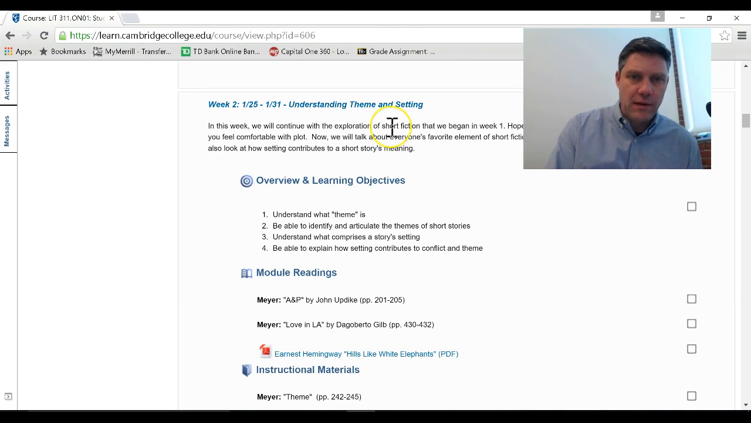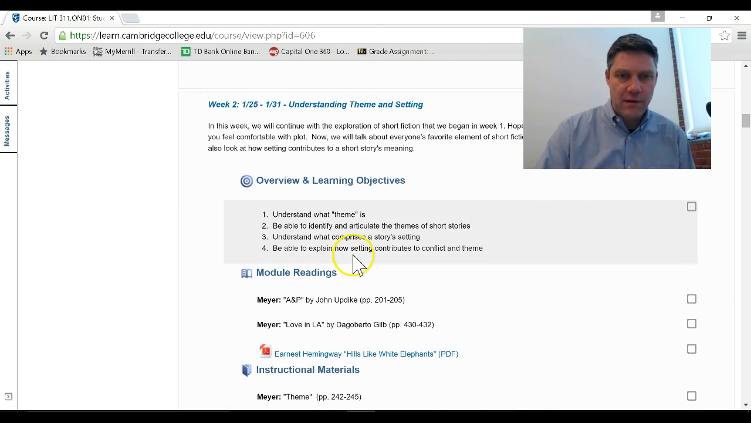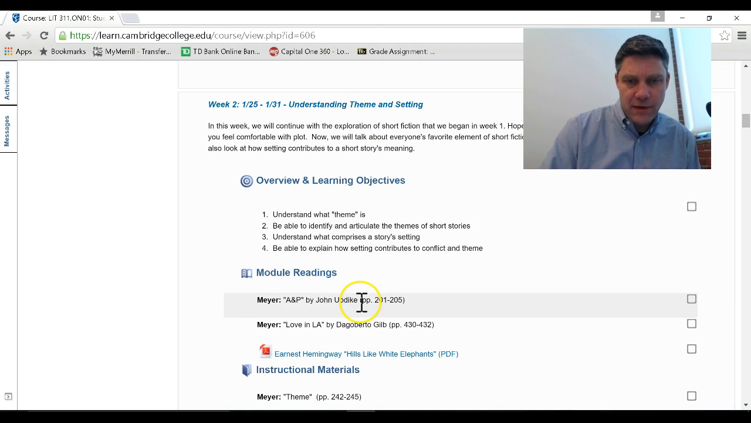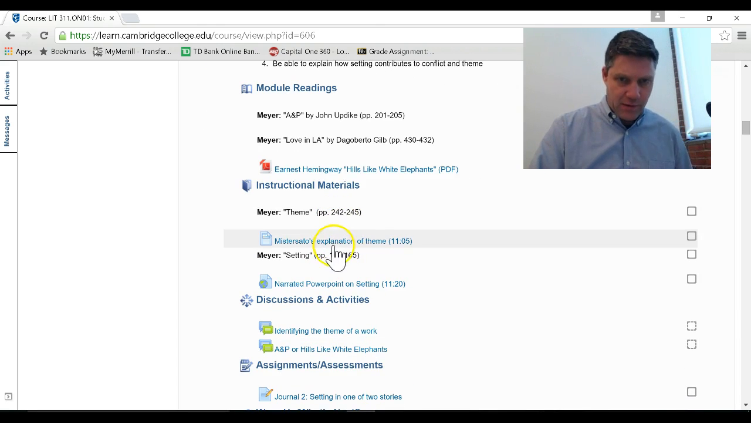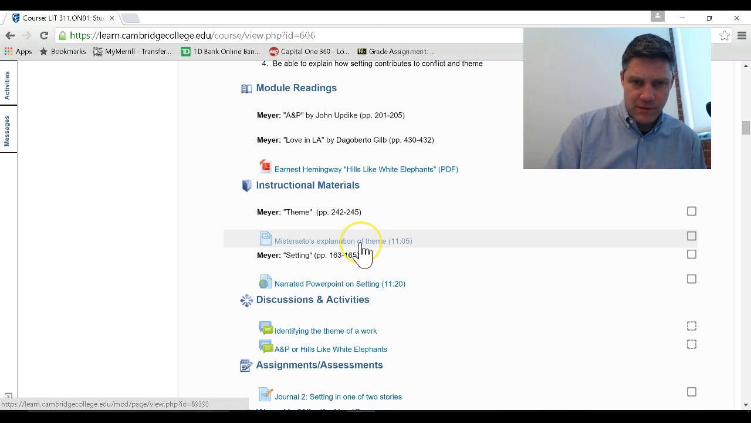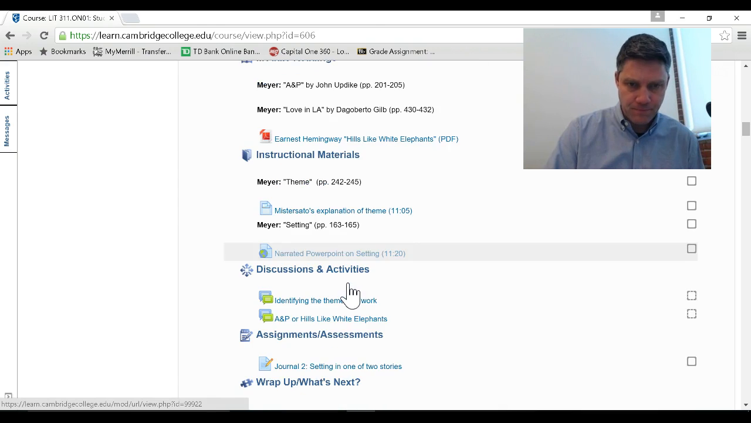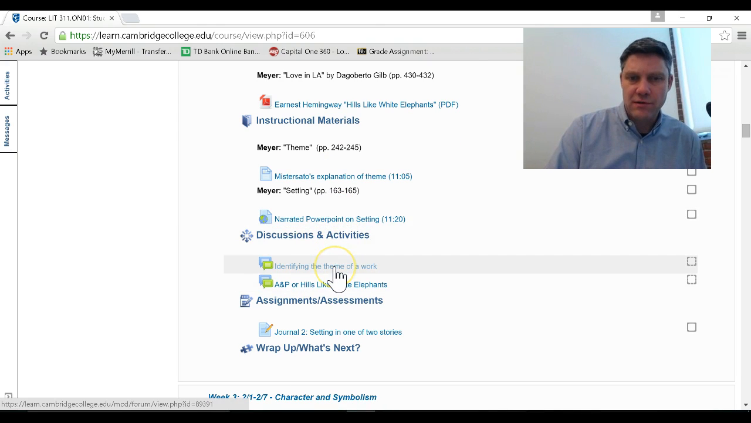So here's the next week. There's a description up front. Here are the learning objectives. Here are the literary texts that we're going to read for the week, which are good. Here are the instructional materials. There's a nice explanation of theme. Really like that video. And here's a PowerPoint that I created on setting. And then we have 2 discussion forums for the week.